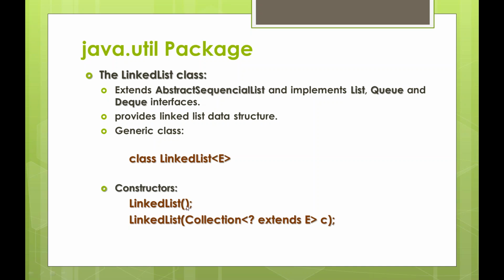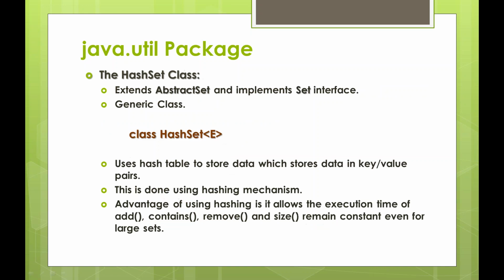Okay, so these are your linked list constructors. Similar to how we had a default constructor for array list, we have a default constructor, and you can initialize the linked list object with whatever collection you have or want to initialize it with. And since this is a generic class, this is the declaration of how it is declared. So you can pass the type of the object that the linked list can store in this E, which is a type holder, a placeholder for your type.